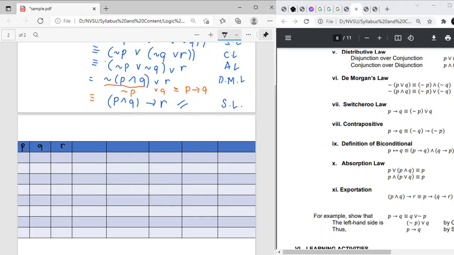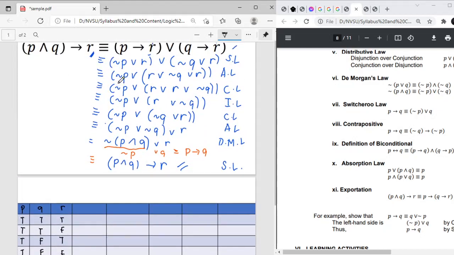So for the following truth tables, we have P, pwedeng true, true, true, true, and then false, false, false, false. And then Q is true, true, false, false, true, true, false, false. Then we have R, we have true, false, true, false, true, false, true, and false. Next, for our first statement, i-prove muna natin tong nasa taas.